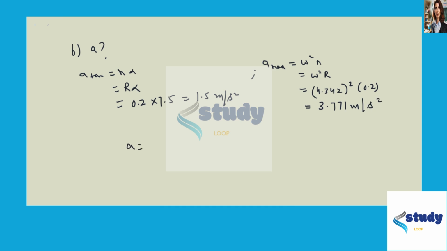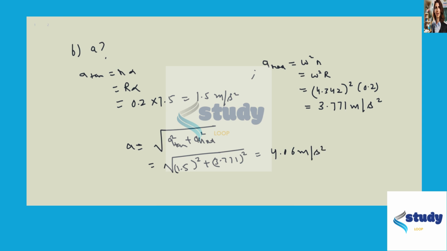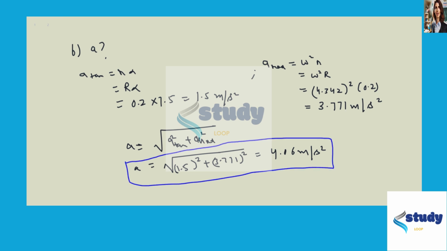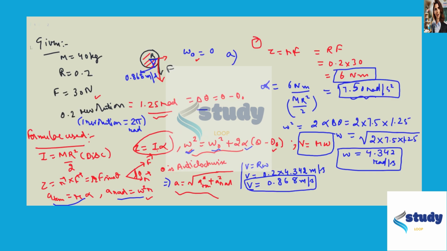So your resultant acceleration is the square root of a tangential square plus a radial square. This comes out to be the square root of 1.5 squared plus 3.771 squared, which is 4.06 meter per second square. So that's your answer for this question. We have found parts A and B of this question. You can take a look at the first slide again and the second slide.